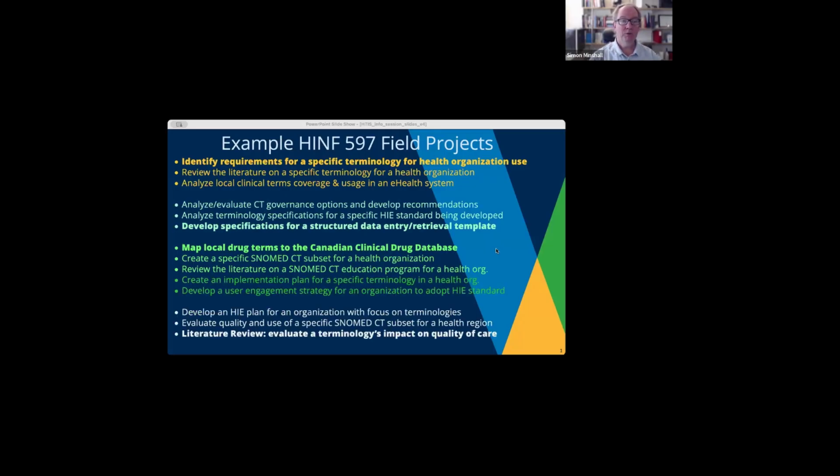Lastly, you could take a research track and instead focus your efforts on doing a literature review. There are many forms of them, but you could evaluate a terminology's impact on the quality of care, for example. So let's say you didn't have a standard implemented at one point, but you have lots of data there, and you now do have a standard. How has that changed things? And you could explore that in more depth as well.